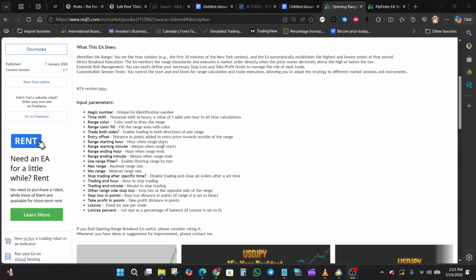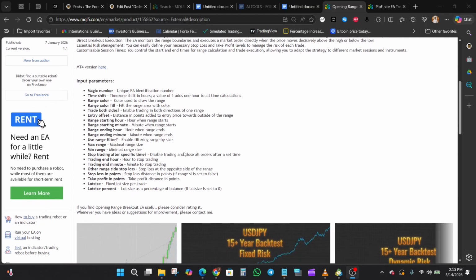And then the EA also includes optional range filtering based on minimum and maximum range size. So instead of trading every session condition automatically, the system can avoid ranges that may be considered too small or excessively large depending on the settings being used.